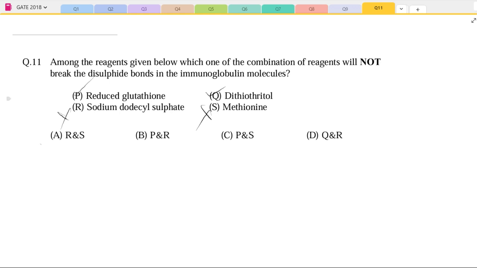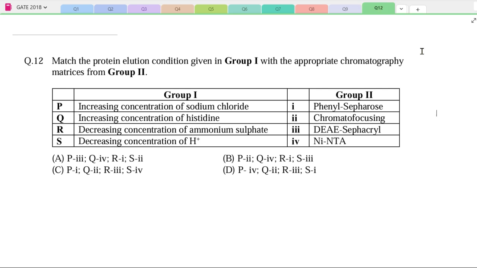So the correct answer here is option A, which is R and S, because the question here asks which will not break the disulfide bond. So reduced glutathione, dithioerythritol, beta-mercaptoethanol, these things will break the disulfide bonds. However, sodium dodecyl sulfate, which is SDS, and methionine don't do this. So the correct answer here is R and S. Moving on to the next question.